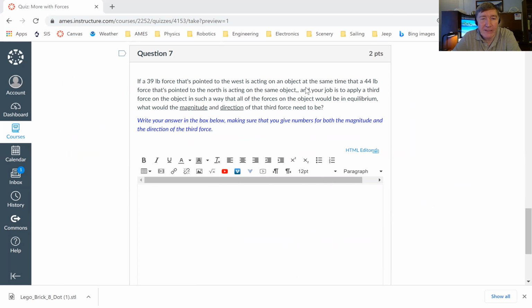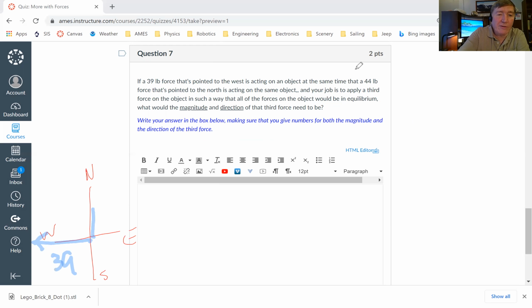Okay, last one here. Question number 7. This is the one that most of you had trouble with in the homework. I'm going to give you a couple minutes to think about it now. I'll help you by drawing the picture for you. What we've got here is a force that's pointing to the west. So here's my north, south, east, west again. And we've got a force that's pointing straight west, and it's 39 pounds. And we've got another force that's pointed straight north, and that one is 44 pounds.